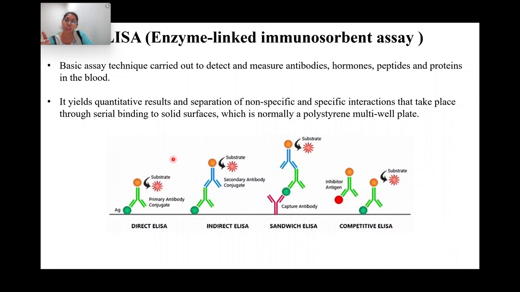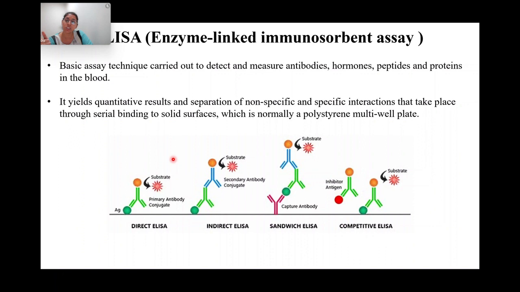Now sandwich, the name only gives you an idea that there is something in between two layers. Because we are trying to detect the antigen here, you have first something called a capture antibody. So instead of putting the antigen on the plate directly, you first put the antibody, which will be the capture antibody, because that will bind to the antigen. And then you have this detector antibody here, which will be the one that will give you the color.